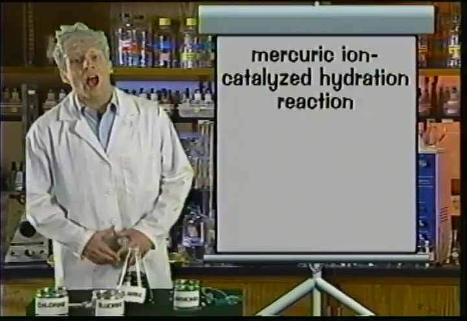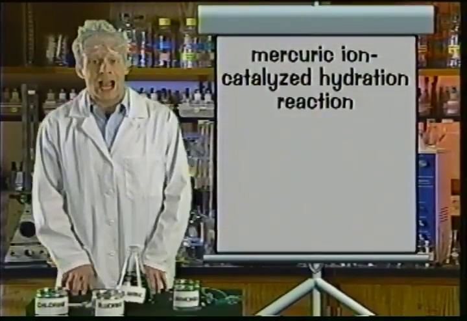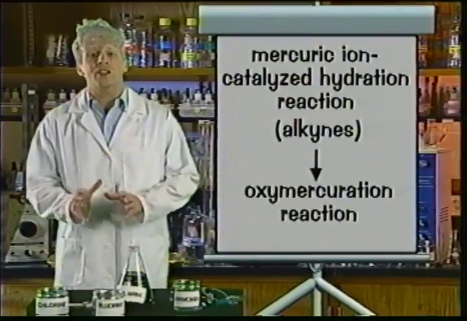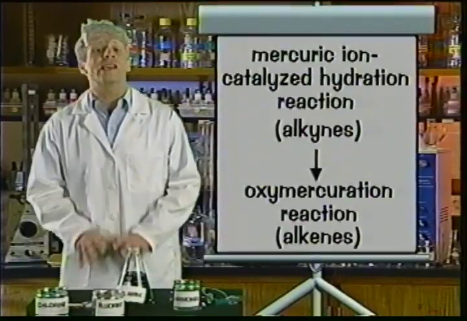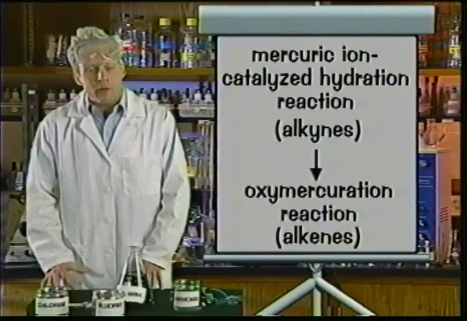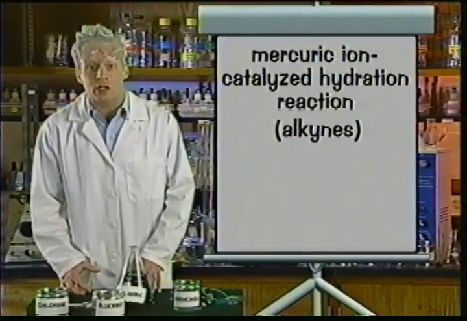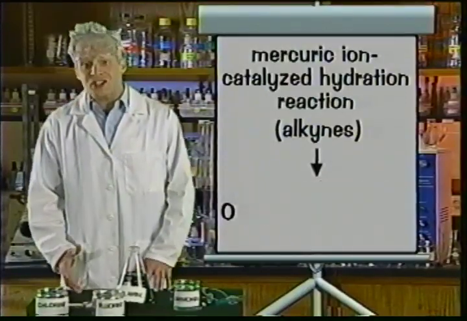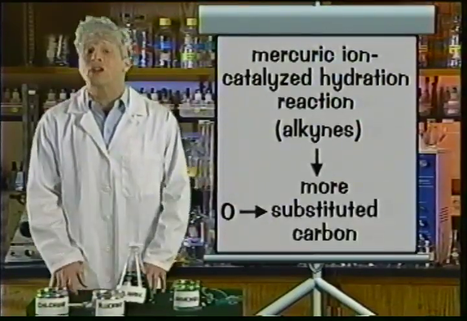The mercuric ion catalyzed hydration reaction for alkynes is practically equivalent to the oxymercuration reaction of alkenes. That's reaction number 5 on your insert card. This alkyne hydration reaction forms a Markovnikov type addition product because oxygen goes to the more substituted carbon.